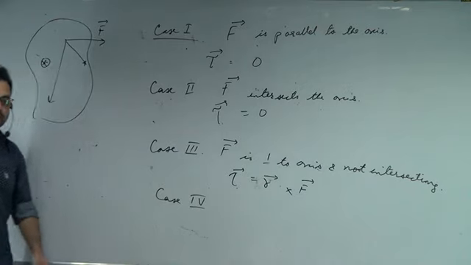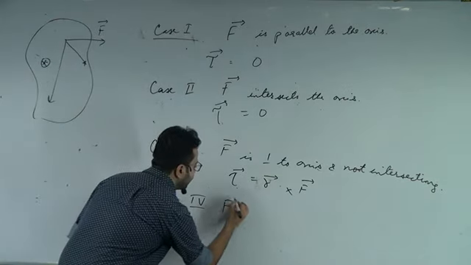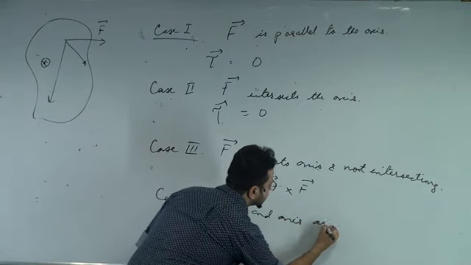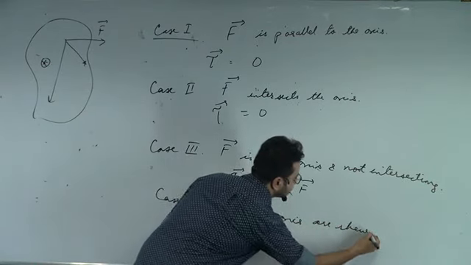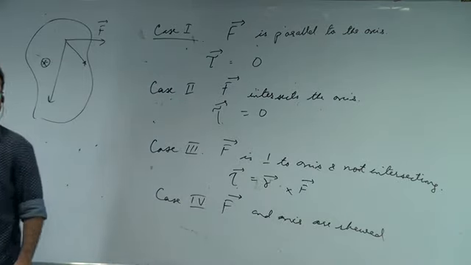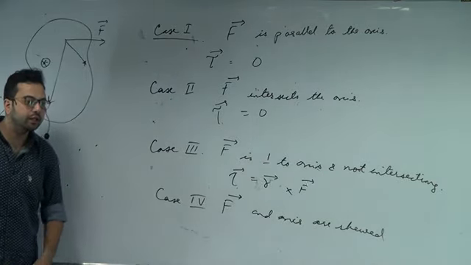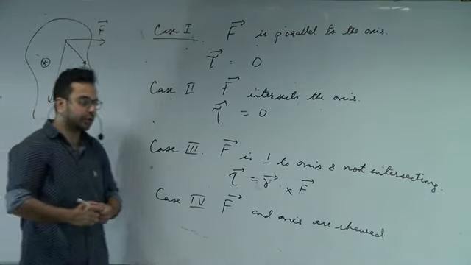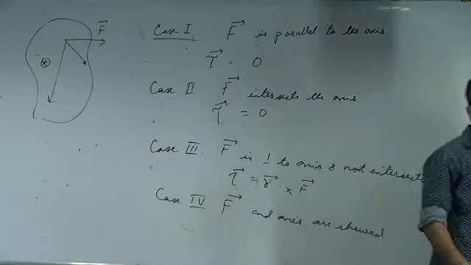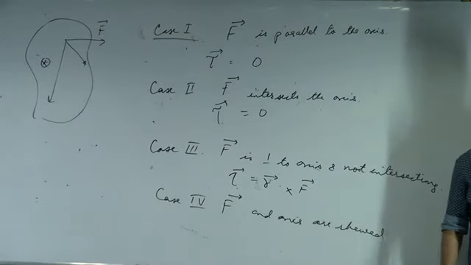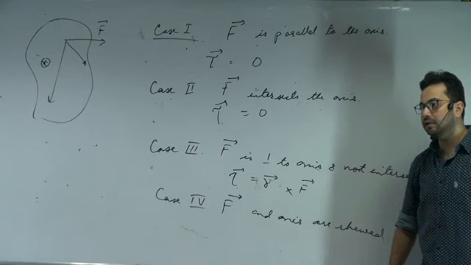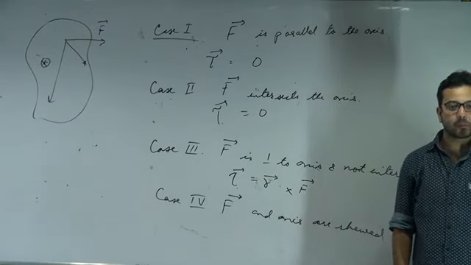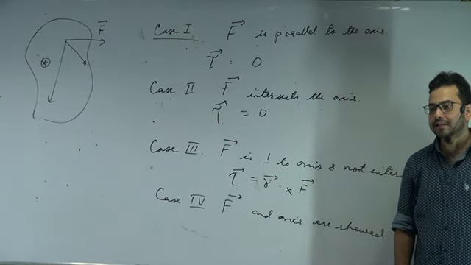Now case 4 would be force and axis are skewed. You understand the meaning of skew lines? Skew lines mean they are non-parallel and non-intersecting. Two lines which are non-parallel and not intersecting. Is that possible?